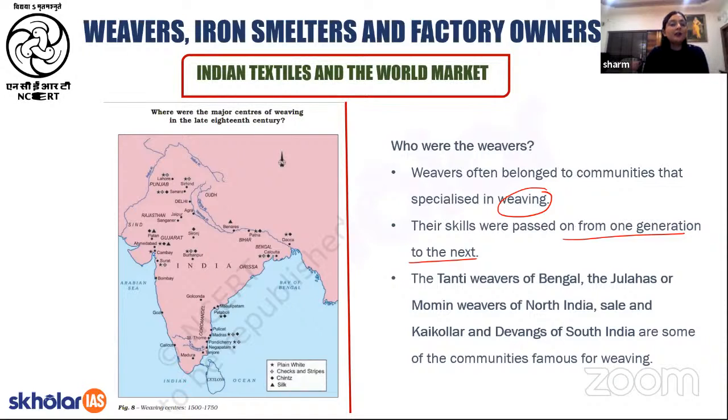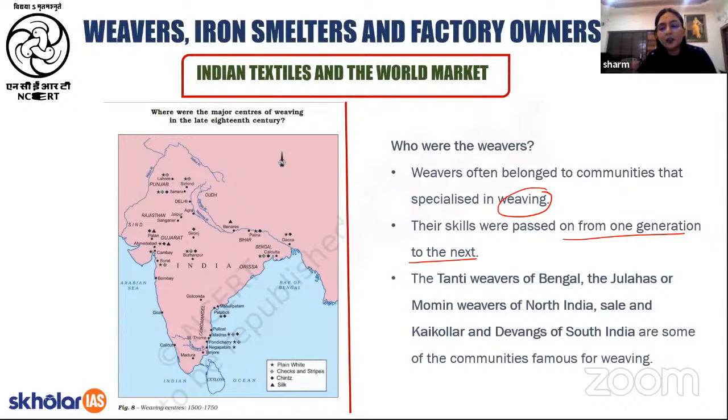And that is why, particularly in the textile industry, this method of passing the skills from one generation to another led to the beautiful advancement in the textile industry, and that is why the weavers were up to the mark, and the international standards of our textiles were very, very high.